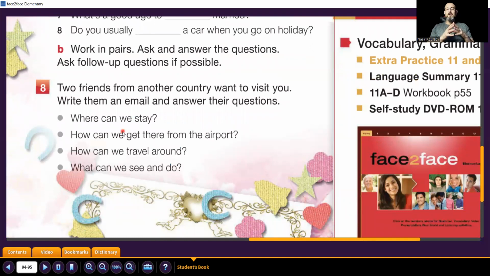Here in exercise number 8. Now, 2 friends from another country want to visit you. Write them an email and answer their questions. For example, now you have maybe your brother's wedding, or you have a party, or some people will visit you, and they will come, for example, from Europe, from America. They want to visit you. So American people or European or English people in general, they want to know everything before they come to you.